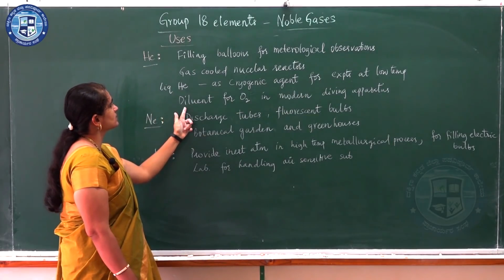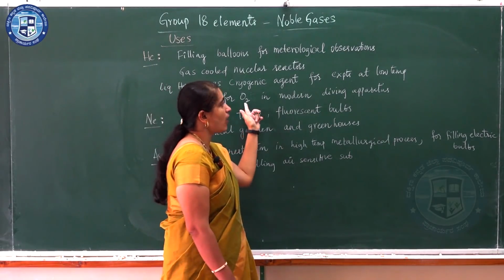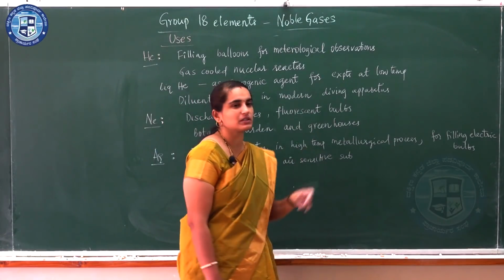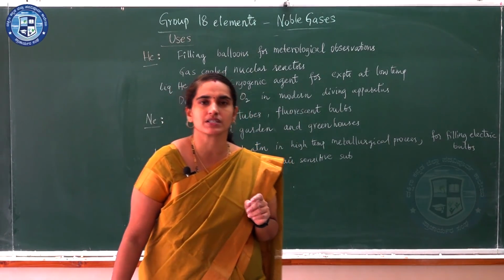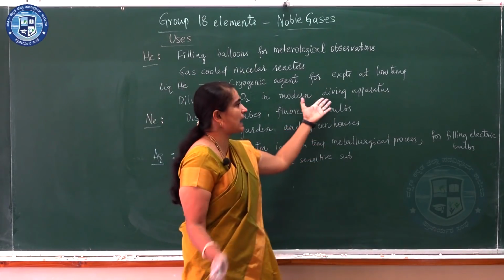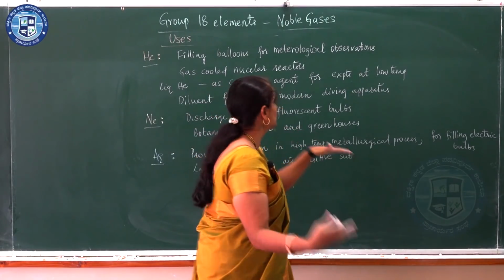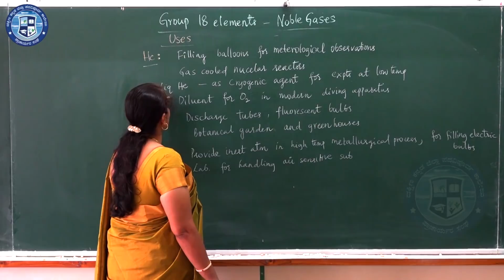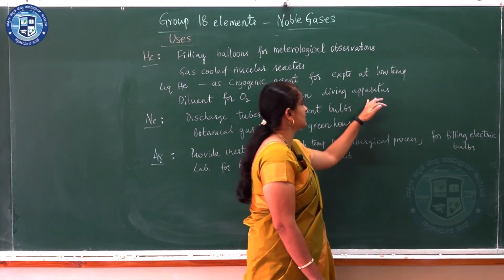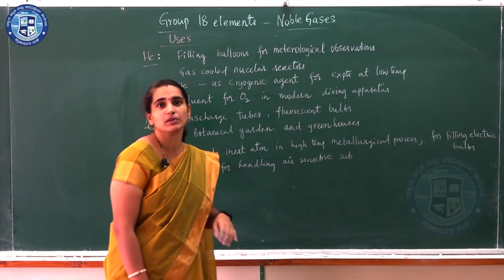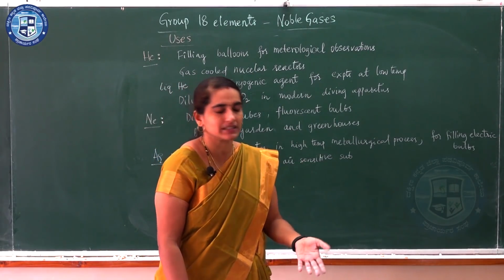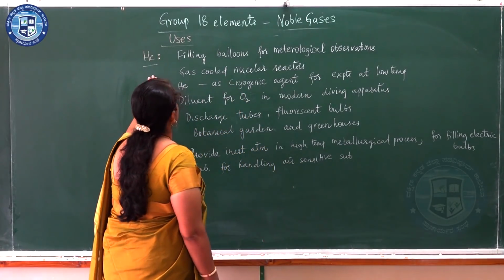And one more use is it is used as a diluent for oxygen in modern diving apparatus. You might already know this from unit 2, Solutions, when we discuss the application of Henry's law: those scuba divers carry an oxygen cylinder which is diluted with helium. So as a diluent for oxygen in modern diving apparatus, helium is used because of its low solubility in blood. So you know all those consequences of what generally happens when they go deep inside the sea.